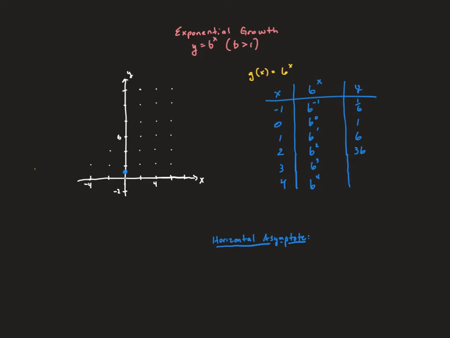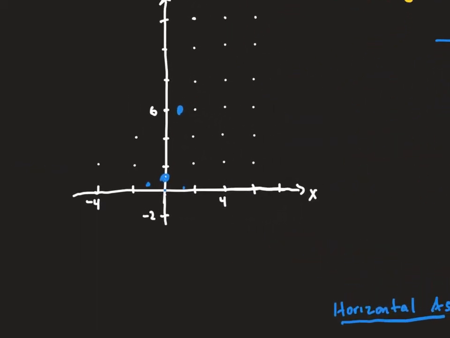And then let's go ahead and graph the next point, which is going to be 1, 6. Then we also have negative 1 and 1/6. So it's hard to see here, just because of the numbers, but we're doing this.